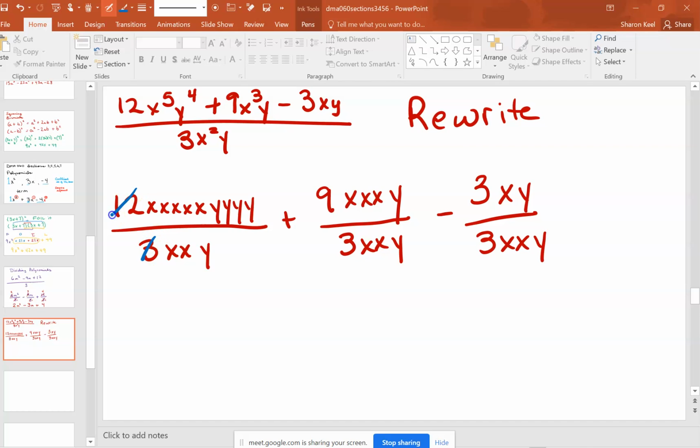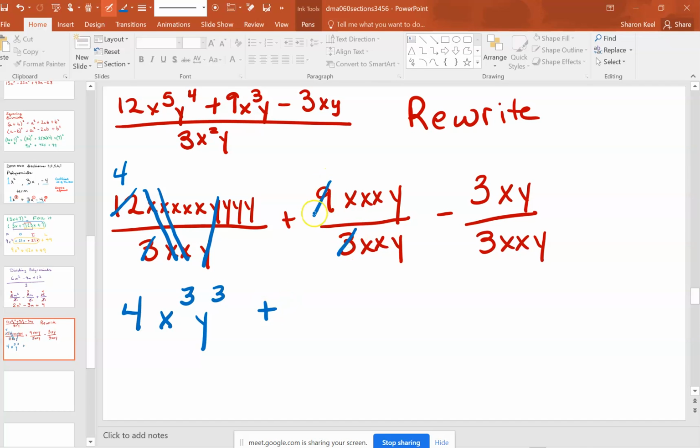So 3 goes into 12 4 times. Now, I have a pair of x's that cancel out, and I have a single y that cancels out. I'm left with 1, 2, 3 x's. So I still have 3 x's left, and I still have 1, 2, 3 y's left.